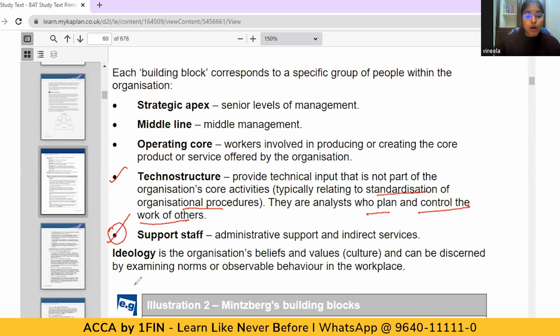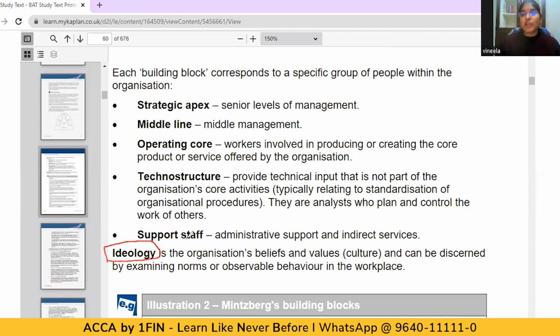The last building block is your support staff, which is your administrative staff and provides indirect services. The people who work in the front office, the telecallers in your organization, and the watchman or housekeeping services all come under your support staff. So all these were the 5 building blocks of the organization, which has a main core, which is your ideology.